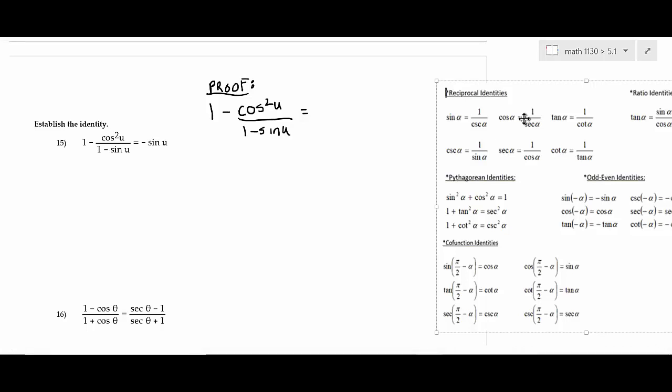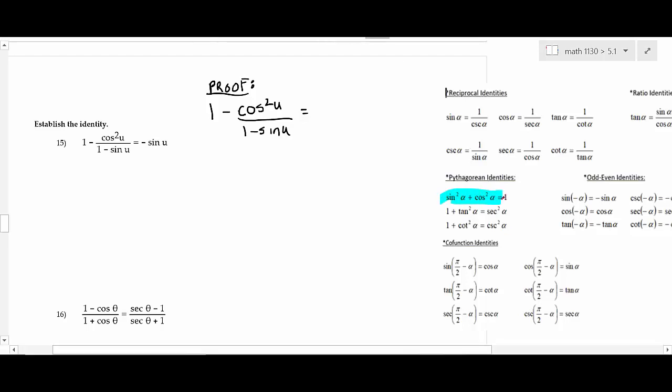I see a cosine squared u. What does a cosine squared u make you think of? Hopefully it makes you think of this identity, right? Let's just play with it. Don't overanalyze it. Just try stuff. The more you write down, the more it'll kind of guide you through the paper.